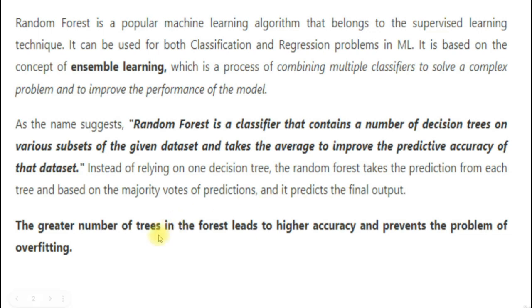The greater number of trees in the forest leads to higher accuracy and it also prevents the problem of overfitting. If you remember from the decision tree video, in the disadvantages section we mentioned that sometimes, due to the increasing depth of the decision tree, it tends to overfit on the data. This problem can be prevented by using random forest.